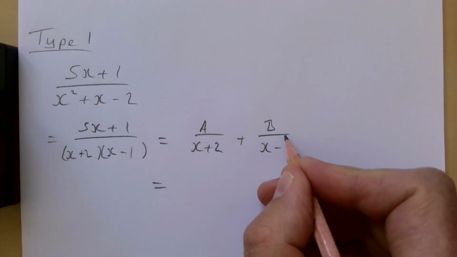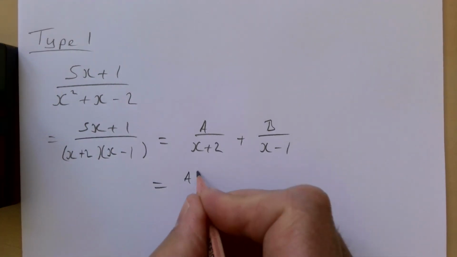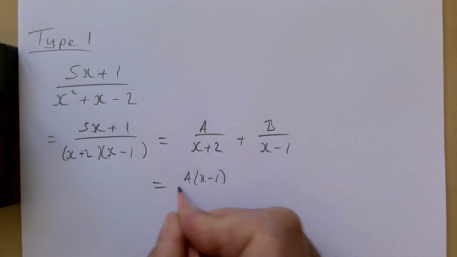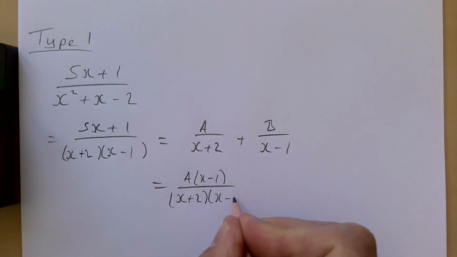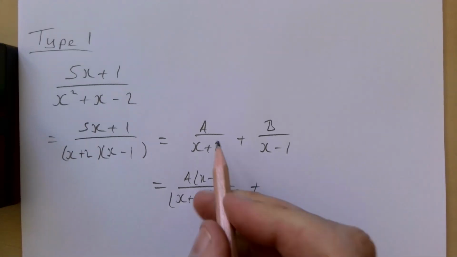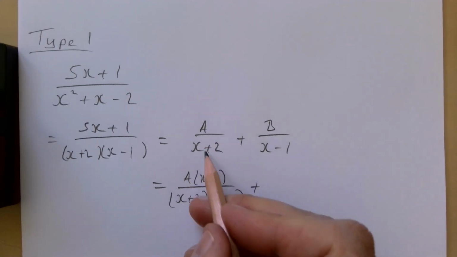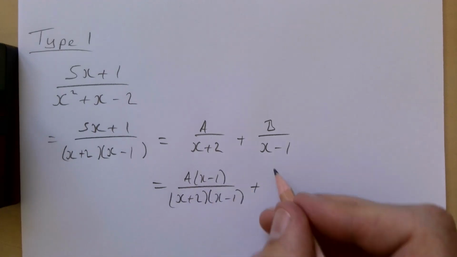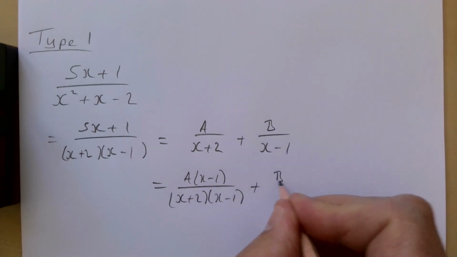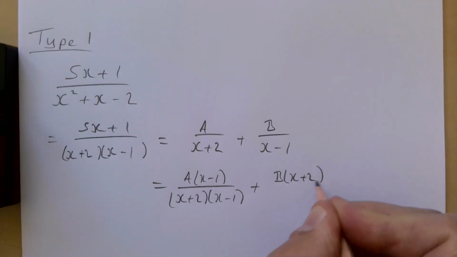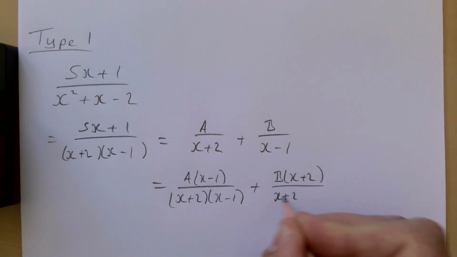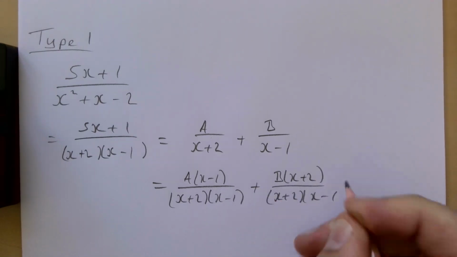Common denominator again for this. So that's going to be A upon x minus 1 all over x plus 2, x minus 1, as I always say. This is just this written out again, however, times top and bottom by the same thing so it keeps the same value. Times this one here then by x plus 2, x plus 2 upon x minus 1.